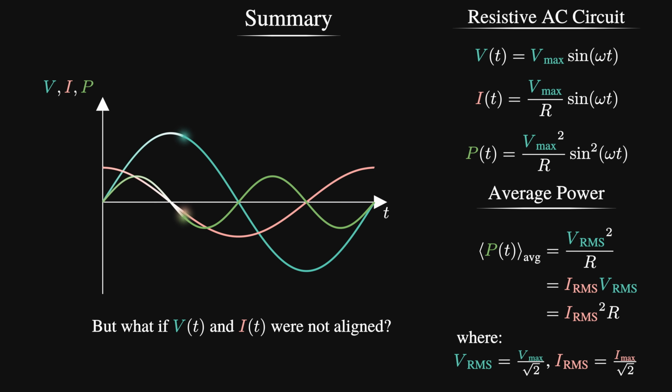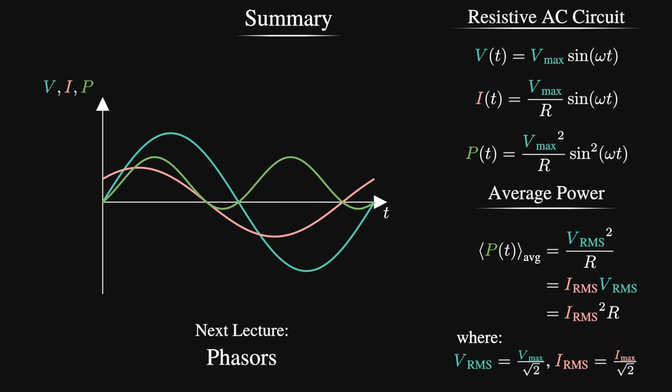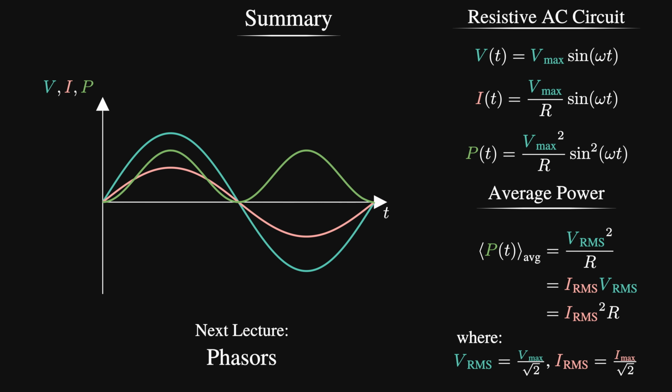To deal with more complex AC circuits, involving things like inductors and capacitors, we need a better way of thinking about AC electricity. In the next video, we'll introduce phasors, a mathematical tool that encodes both magnitude and timing at once, turning complex, time-dependent AC into simple geometric problems.